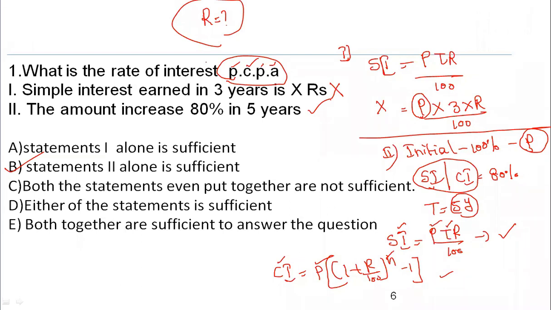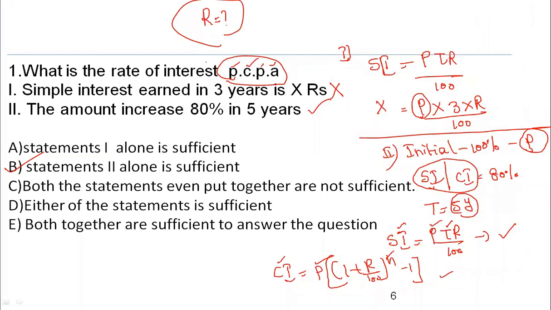the first information. With respect to the first information, simple interest earned in 3 years is X rupees, which means as the principal value is not known to us, we can't answer the question with respect to the first statement information. Now, let's try solving the question with respect to the second statement.